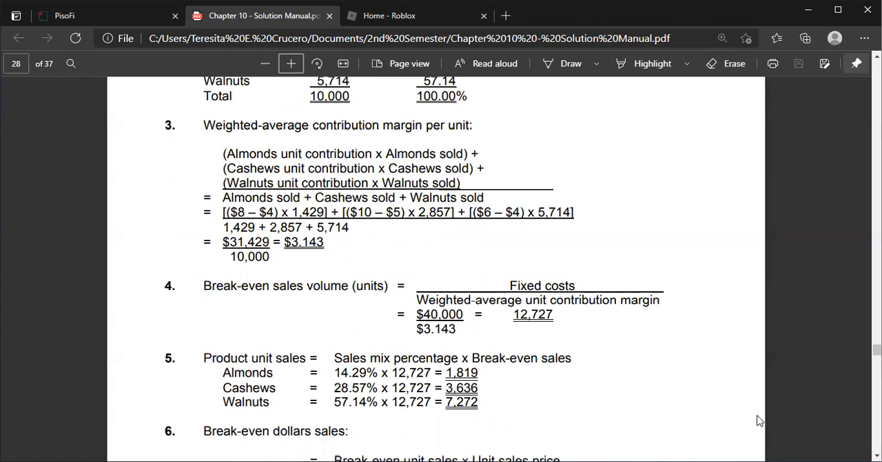Okay, so we now have 3.143 dollars. That's your weighted average contribution margin per unit. Now, number 4, compute for the overall break-even sales in units. So we have the formula fixed cost divided by weighted average unit contribution margin. Finally, 40,000 divided by 3.143 or 12,727. That's the break-even sales in units.